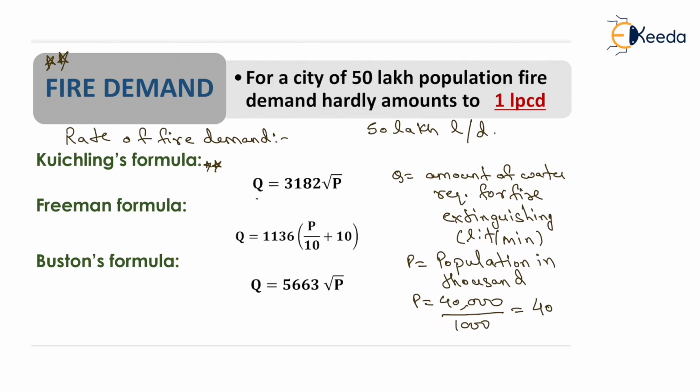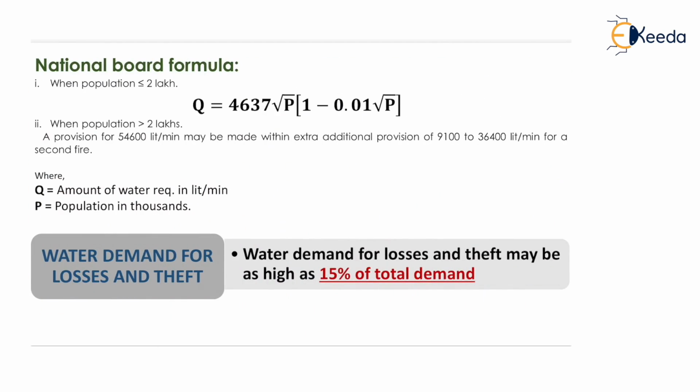Now according to Kuchling formula, Q equals 3182 root P. Similarly, according to Freeman's formula, Q equals 1136 (P/10 + 10). Only the constants have changed, the rest of the things will be the same. Next is Burston's formula, which is Q equals 5663 root P, where P is population in thousands and Q is the amount of water in liter per minute.